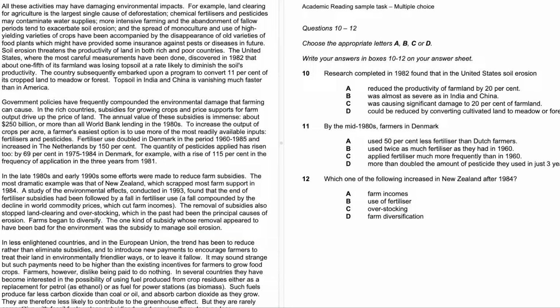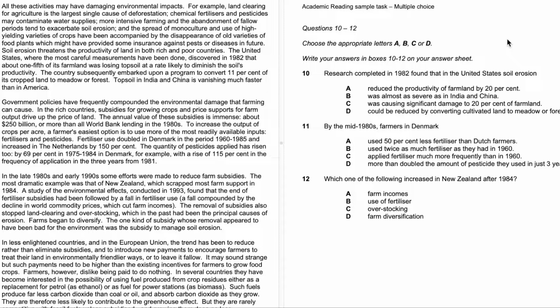So we're going to proceed with academic reading sample task, which is multiple choice. On the left hand side we have a text, on the right hand side we have a task related to this text. Let's read the task. Questions 10 to 12. Choose the appropriate letter A, B, C, or D. Write your answer in the boxes 10 to 12 on your answer sheet.